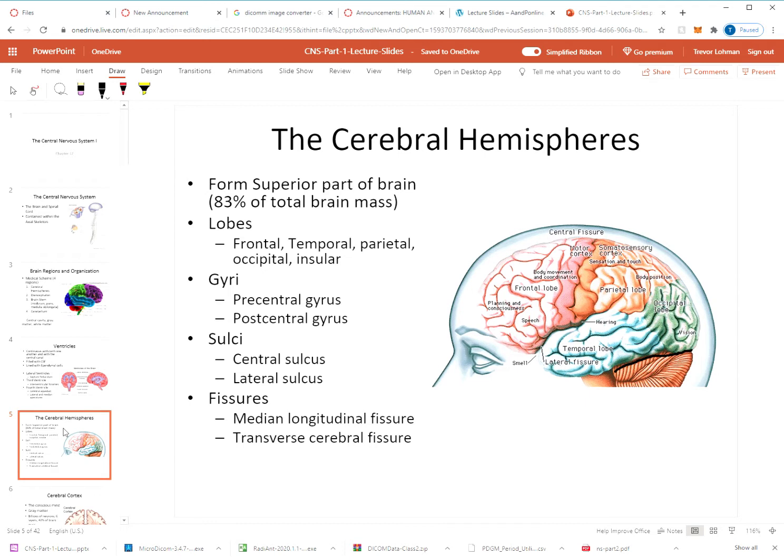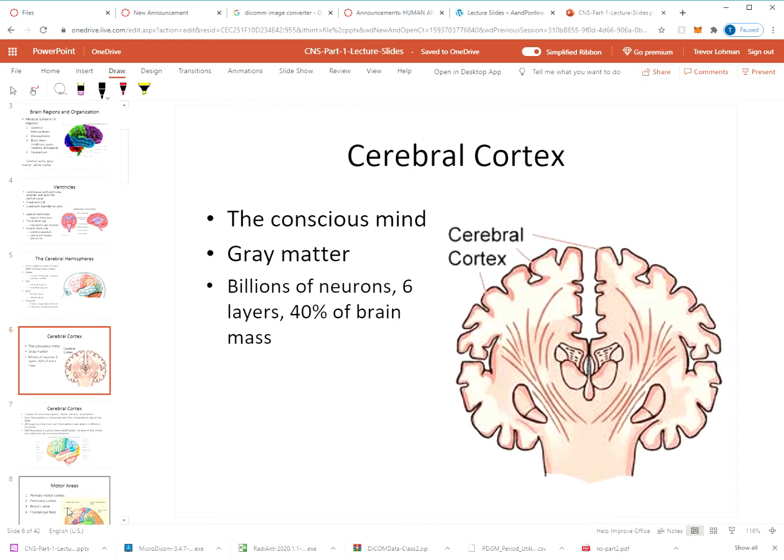So here we go, we're getting to the meat here, so the cerebral hemisphere. The hemispheres form the superior part of the brain. Like I mentioned earlier, they make up 83% of brain mass. We know the lobes, so frontal, temporal, parietal, occipital, insular. I won't waste your time there. You know the gyri from lab, you know the sulci from lab, you know the fissures, so let's just keep going. Here's the cerebral cortex.